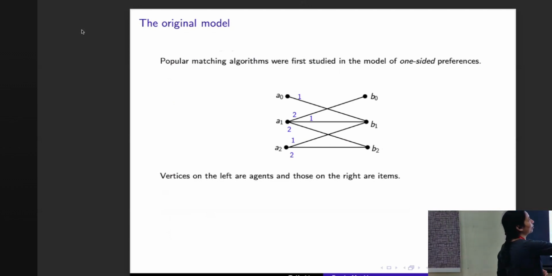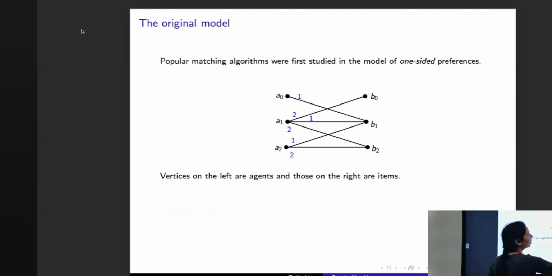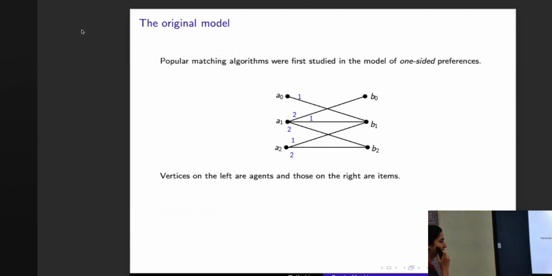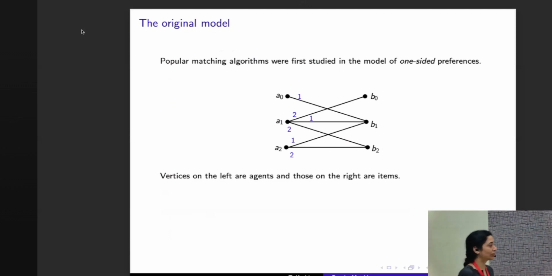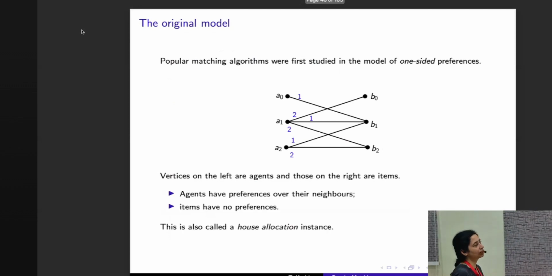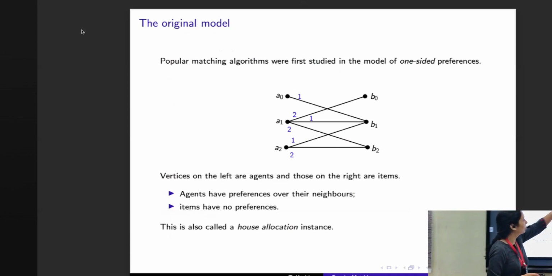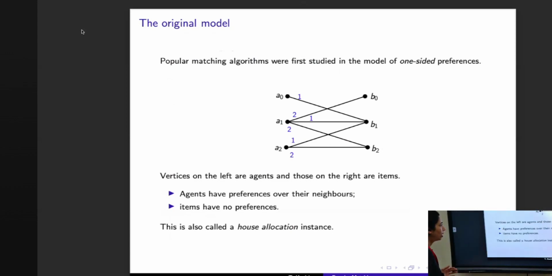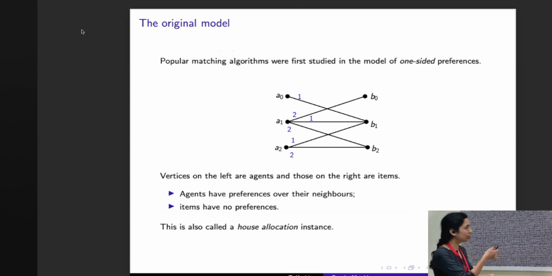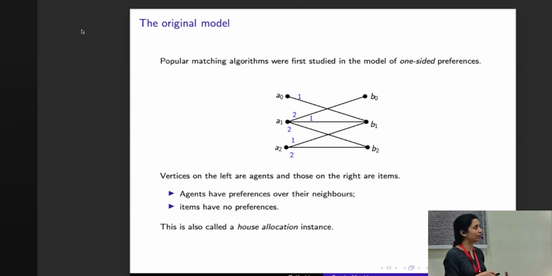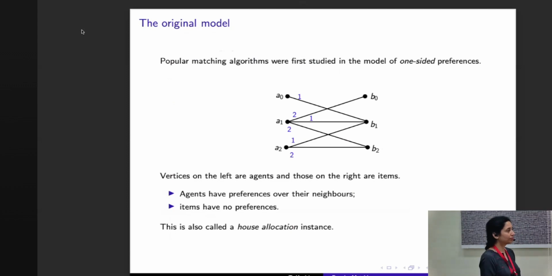That's why I am comfortable calling these vertices agents. These are agents, and these were actually called objects or items. So agents have preferences over items. Items have no preferences. And this is also called a house allocation instance. So these are people who want houses, these are houses. Houses have no preferences. So this model was considered in several government house allocation schemes. And this is also a well studied model.